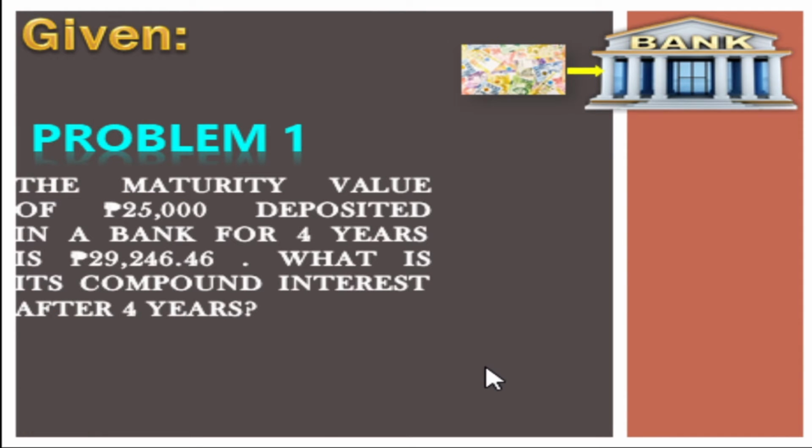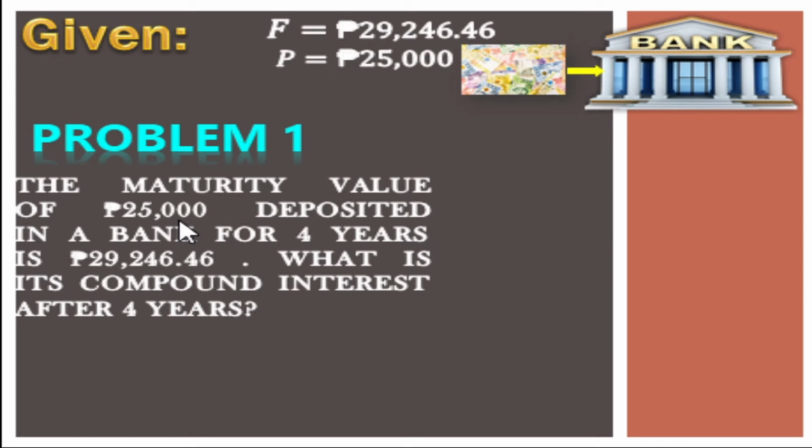So in this problem, let us identify what is the future value or the maturity value. So here, we have the future value is 29,246 pesos and 46 centavos. Aside from that, it's very clear in the problem that the principal amount or the principal value or the present value is 25,000 pesos. Also, we are given that the time in years is 4. So those are given in the problem.